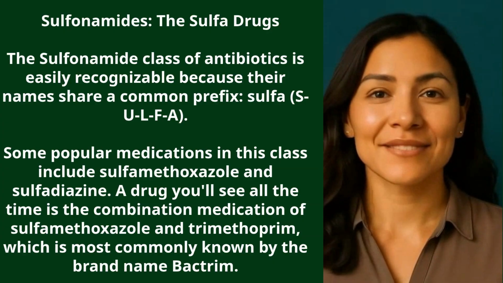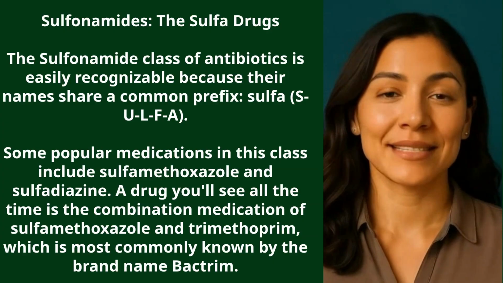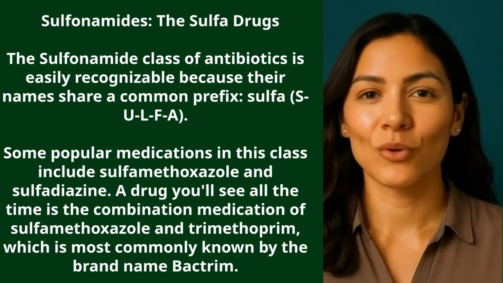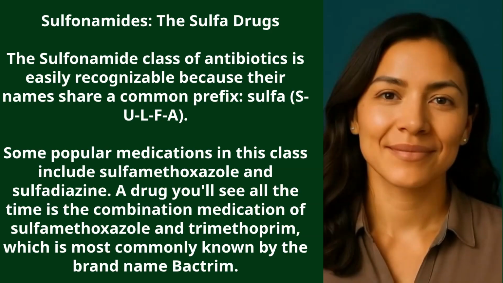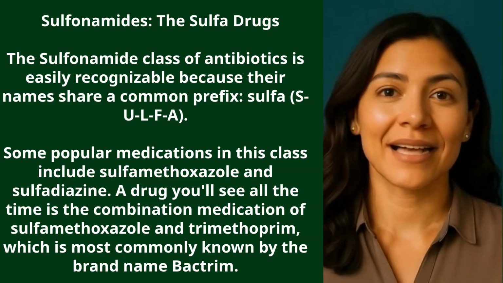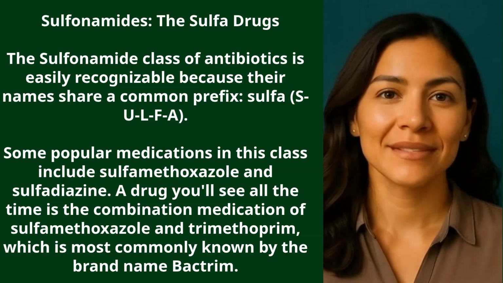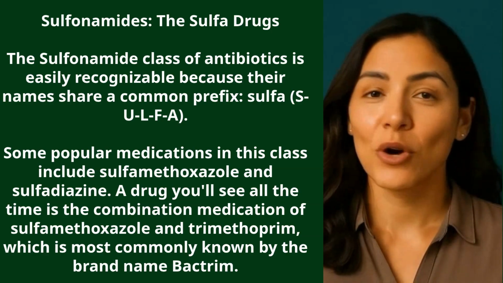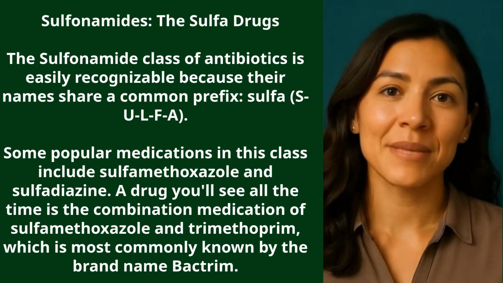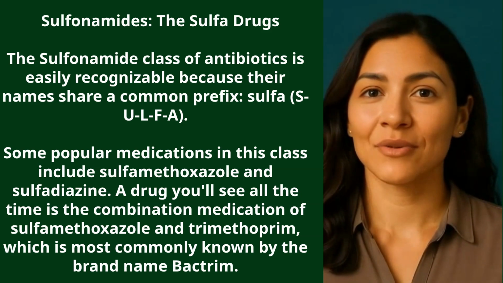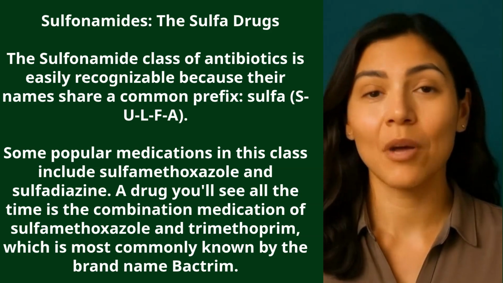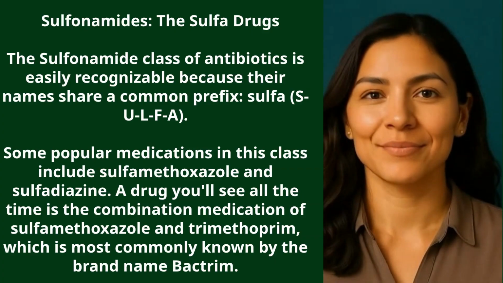The sulfonamide class of antibiotics is easily recognizable because their names share a common prefix, sulfa, S-U-L-F-A. Some popular medications in this class include sulfamethoxazole and sulfadiazine. A drug you'll see all the time is the combination medication of sulfamethoxazole and trimethoprim, which is most commonly known by the brand name Bactrim.